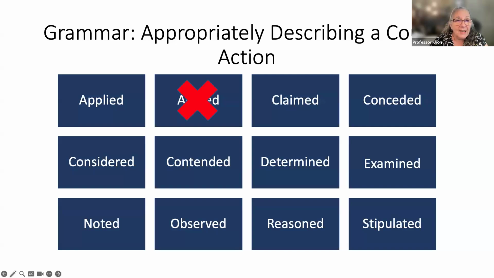Well, I can tell you for a fact that courts don't argue. Courts make rulings, they don't argue law. Courts don't claim. Once a court makes a decision, that's the court's decision. Courts don't concede. Parties concede. Courts don't contend. Again, once the court makes a decision, it makes a decision. It is not contending anything to anybody. It is stating the law. And finally, courts don't stipulate.